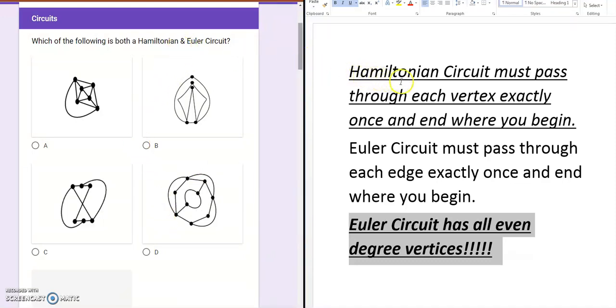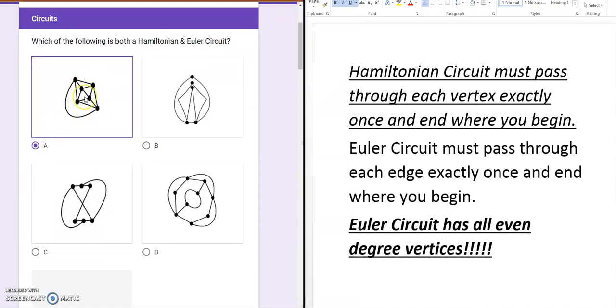Hamiltonian means you have to go through each vertex exactly once, which means you don't have to use every edge. If you try to go through this one, if you start at this vertex right here, we can go up, back down to the middle, and then all the way through, and then back around. So this is a Hamiltonian and an Euler circuit. This is not, because once you go to these 2 points, you come back to them. So this is not a Hamiltonian.